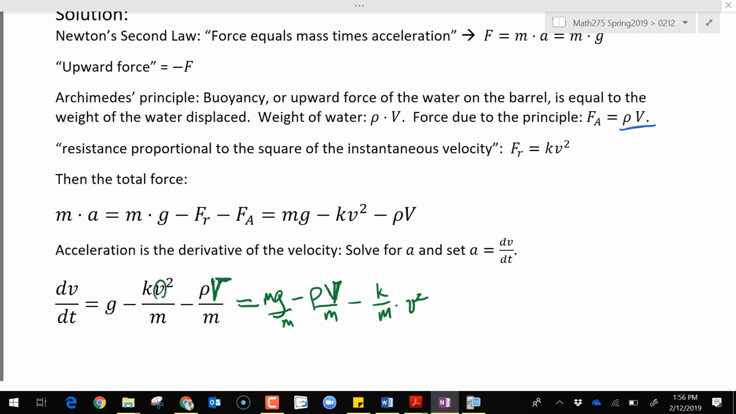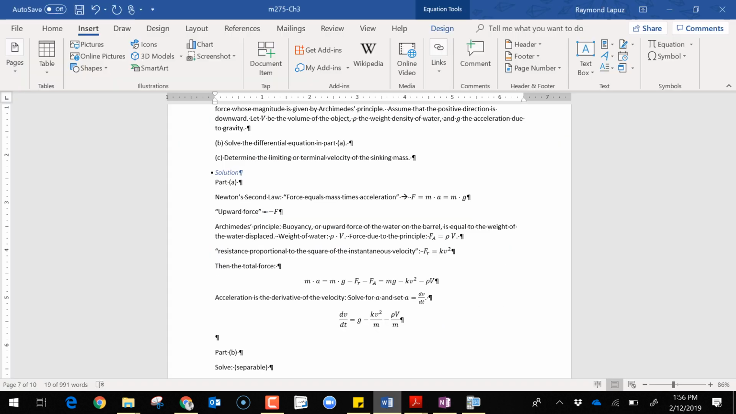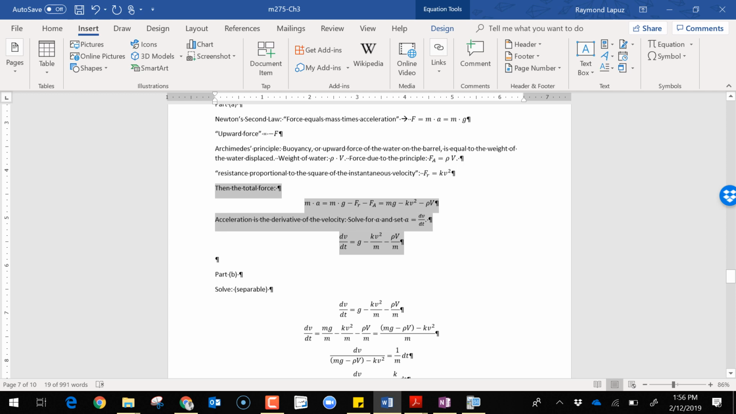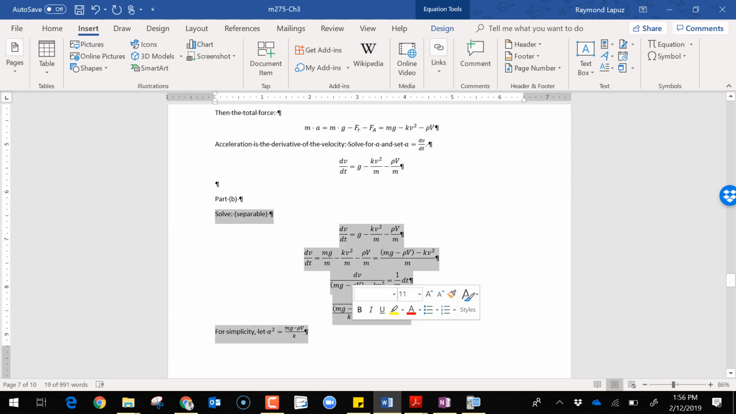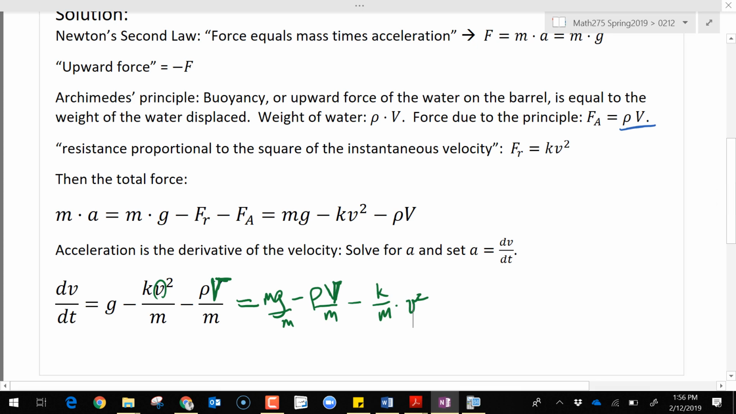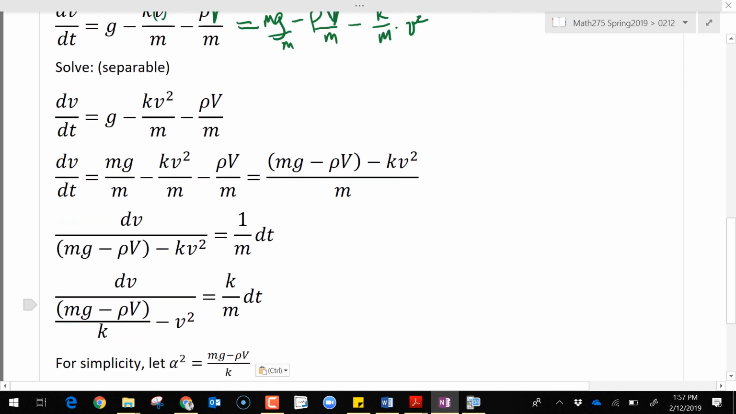So I think their trick is to let a group of these things equal a constant and see what the trick was. I'll just copy this down. So this is a separable differential equation. This is your differential equation. And we can move things around to make them separable. And then here is the end result here.